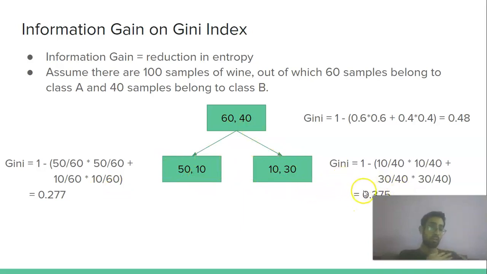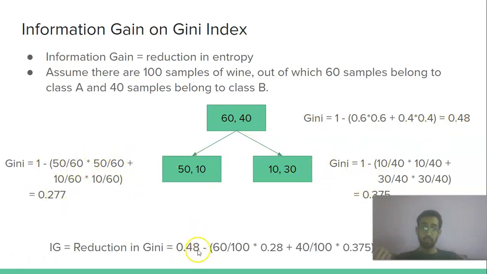Here, it's less than the parent but more than the other child, but still, let's calculate. It's coming around 0.375. So again, the information gain is the reduction in Gini, and the Gini at the child level would be the weighted sum of this plus this. So 0.48 from the parent level minus the weighted sum of 0.28 into 0.6 and 0.375 into 0.4, which comes around 0.162.